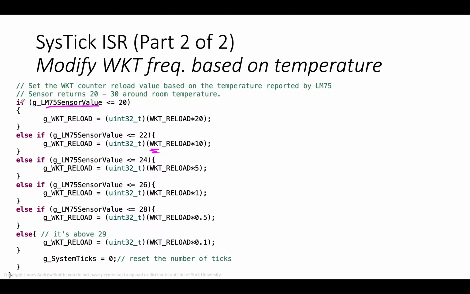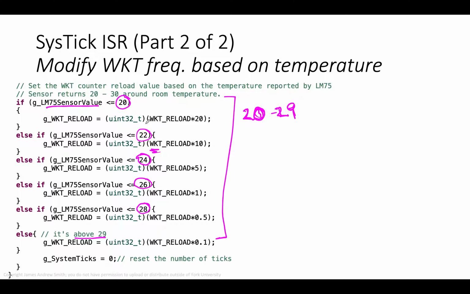And the way we do that is just basically a bunch of if and else if statements. And we're looking to see, is the temperature value number that's generated by the LM75 less than or equal to 20, between 20 and 22, between 22 and 24, between 24 and 26, between 26 and 28, or above 29. So basically we're looking at values that are bracketed by 20 to 29.